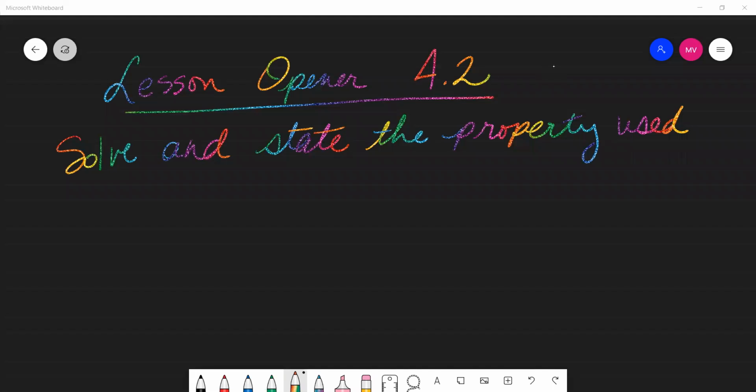Okay, so on page 148, we begin section 4.2, which is the properties of inequality.